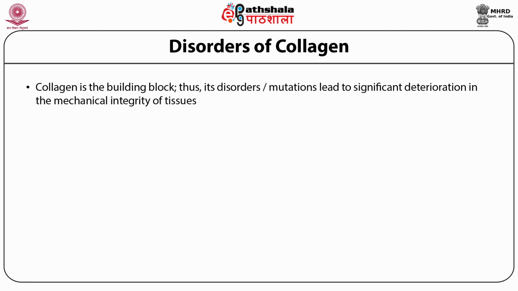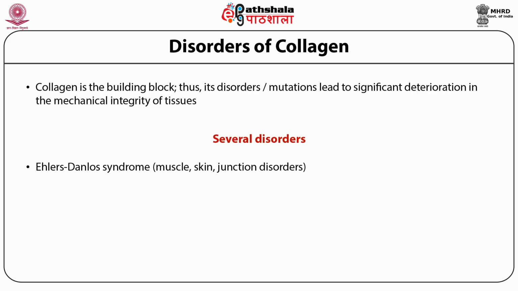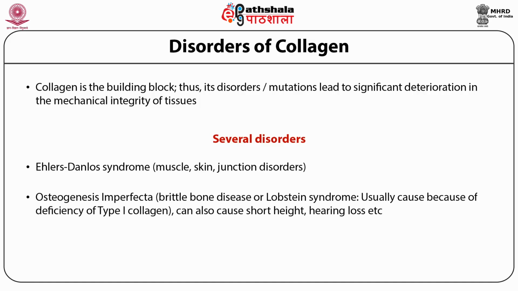Some of the diseases related to collagen dysfunction are Ehlers-Danlos syndrome, where muscle-skin junction disorders take place. The other syndrome which I've listed here is osteogenesis imperfecta, also called brittle bone disease, where with certain kinds of mutations in type 1 collagen, the bones become very fragile. People with these mutations have bones that keep breaking and they also don't grow much longer. They are generally short in height and they also have the problem of hearing loss.